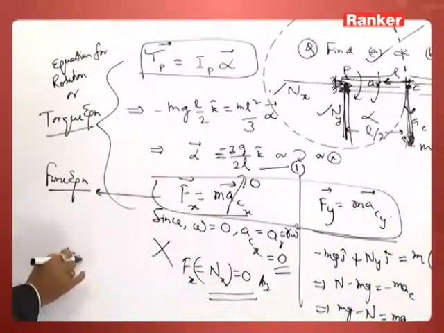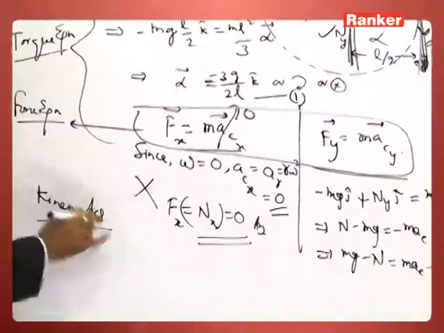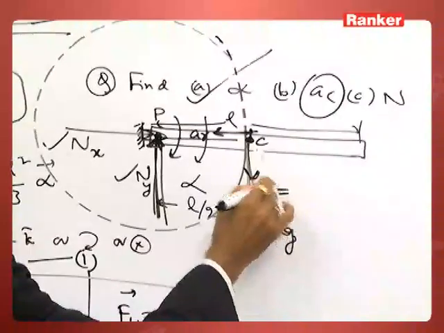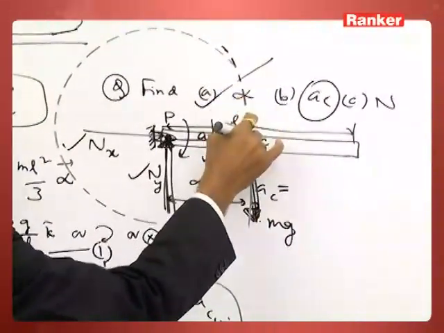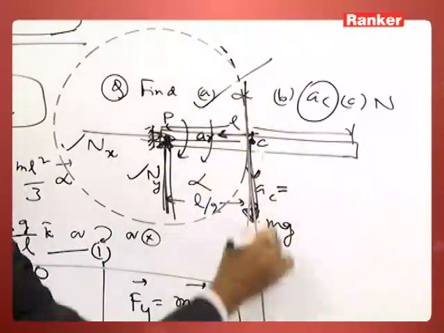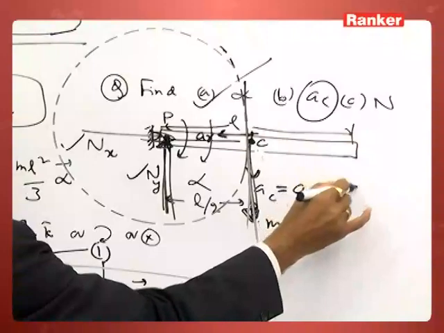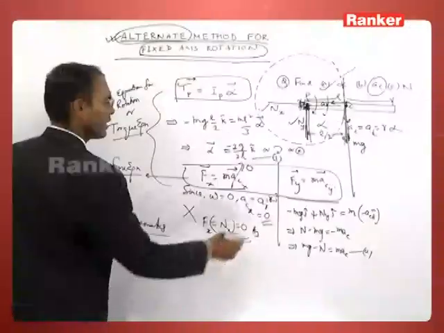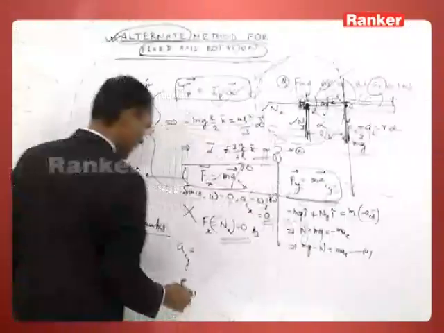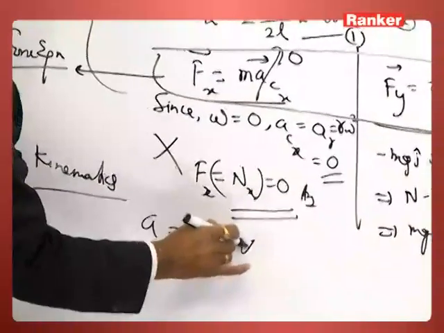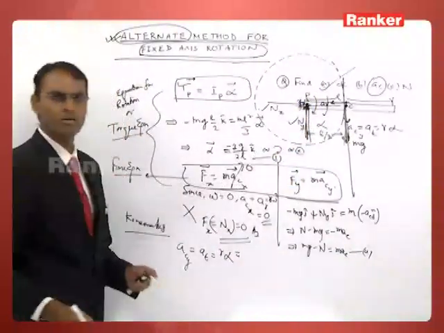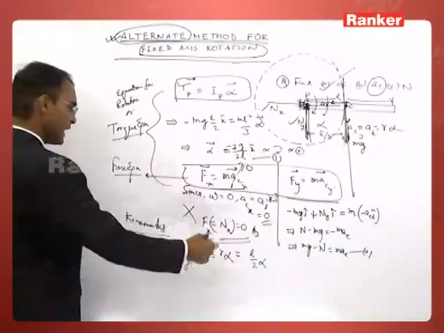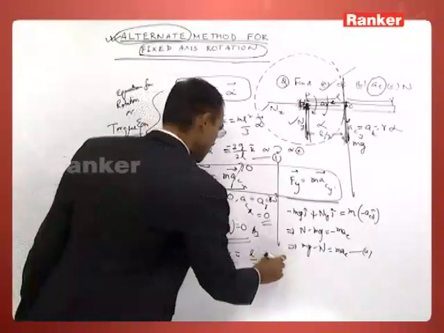Next, kinematics. Since the center of mass is moving in a circular path, the acceleration of the center of mass along this direction is 0, this is the tangential direction, therefore we can write this AT, but AT equal to R into alpha. ACy is equal to, along y direction, because along x direction that is 0, ACy is equal to tangential acceleration, that is equal to R alpha, and radius of the circular path is equal to L by 2, where L is the length of the rod. This is kinematics of circular motion.